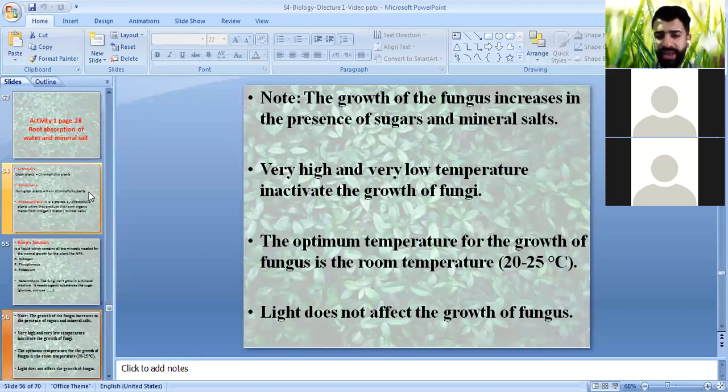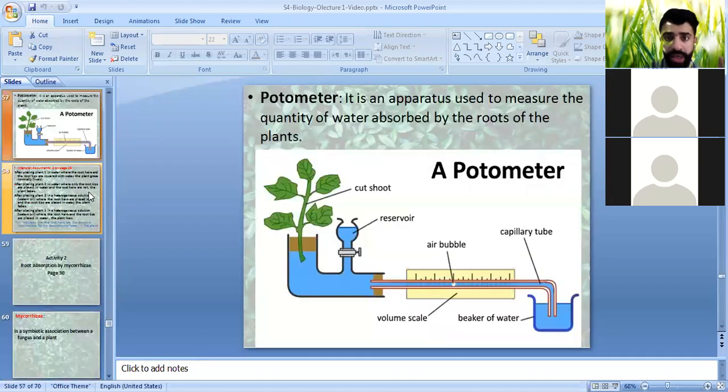Light has no effect on the growth of the fungus. What is a photometer?